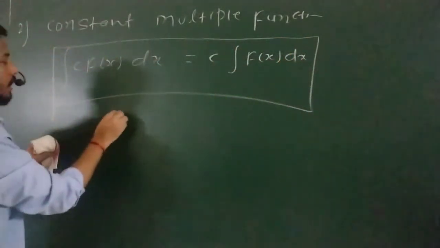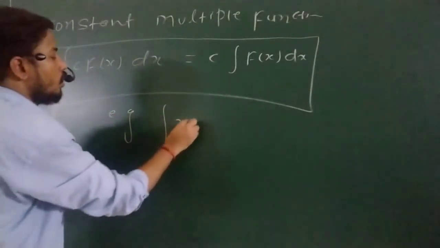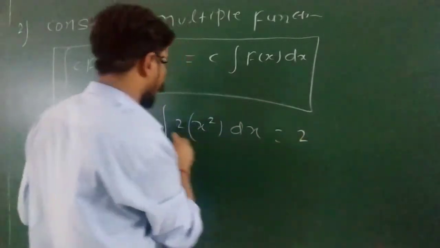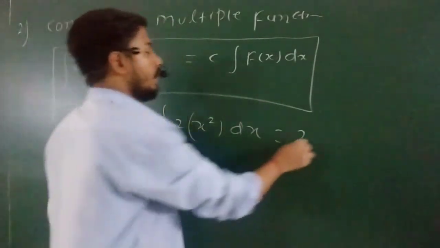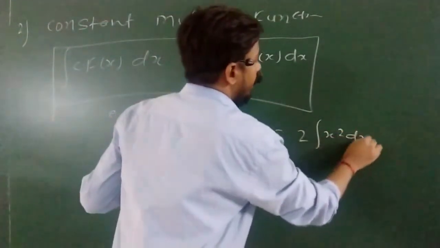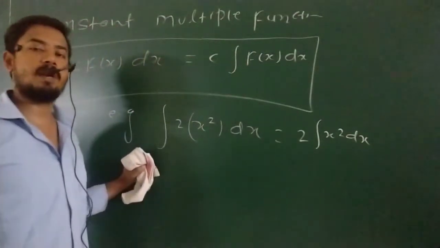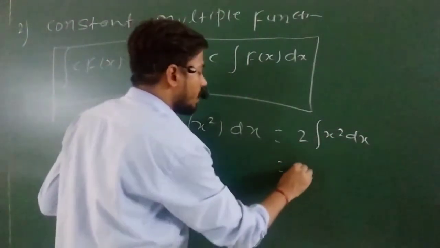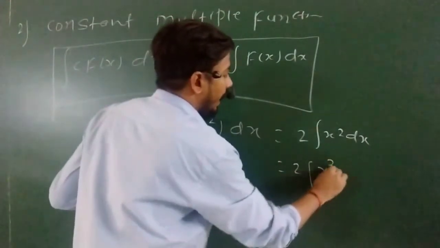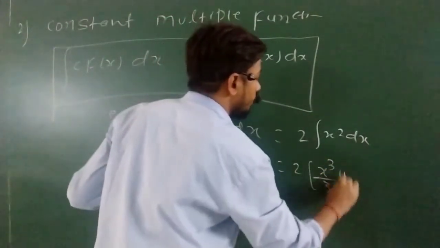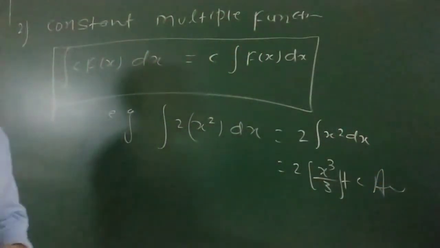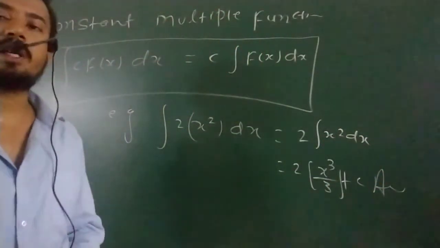Just take one example, like suppose 2x square dx. So I can take 2 outside. Now we just integrate this one, x square dx, right? So what is the integration of this one? You can use the power formula: x cube by 3 plus c. So this is the result. Getting my points? This is called the constant multiple result.